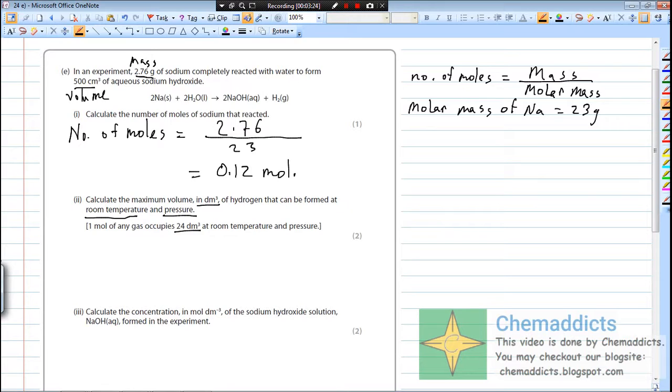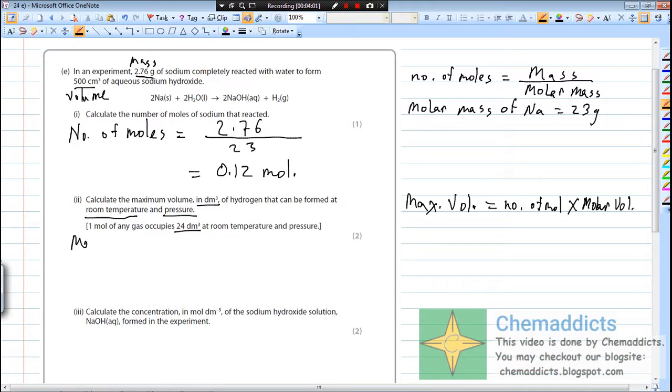So we also know the number of moles. Here we will use this formula to find the volume. Maximum volume is equal to number of moles multiplied by molar volume. This is the molar volume. So here we just multiply them.